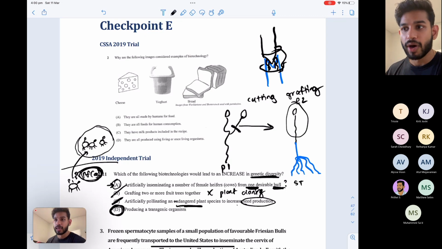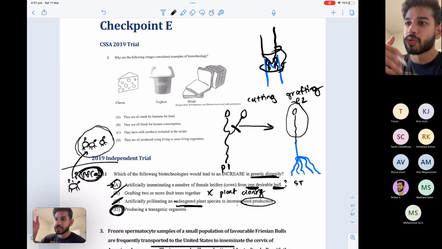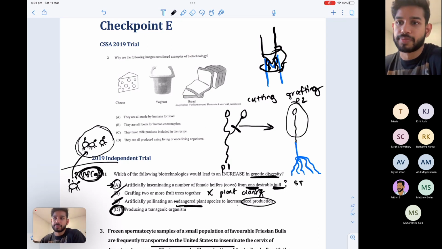D does. And if you're unsure, try saying it to yourself verbally. I often find that when I'm thinking in my head, I come to conclusions that might not make too much sense. But when I'm saying it out loud, it forces you to correct or rectify issues that might not make sense. So D is the answer.